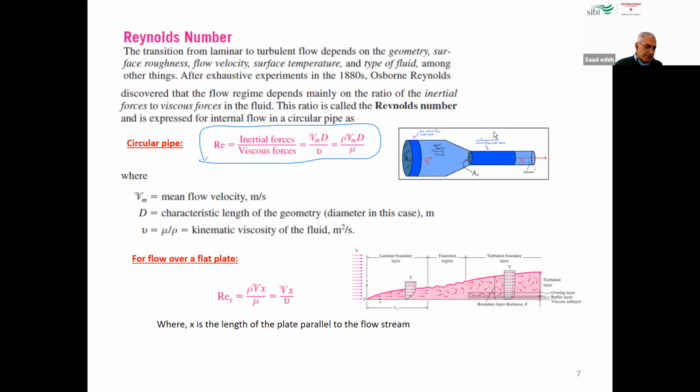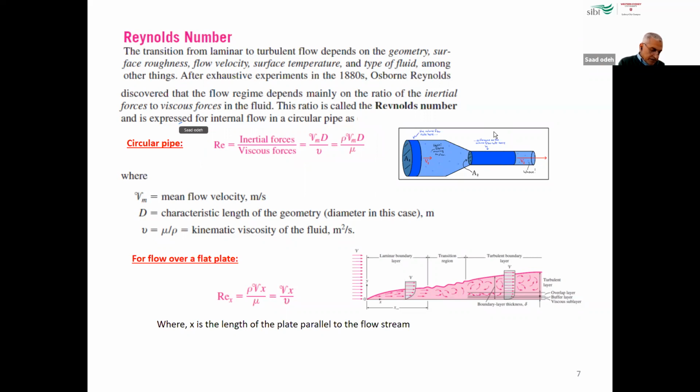The transition from laminar to turbulent flow depends on many factors. It depends on the geometry, surface roughness, velocity, and also on temperature and type of fluid. These are really so many factors. As you can see here in this equation, we have density, we have velocity.